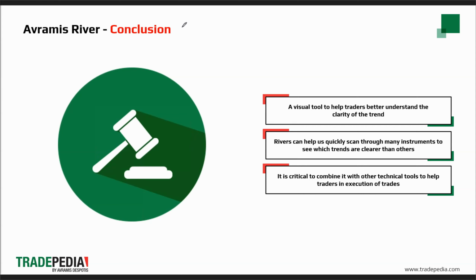So the conclusion is that the river is used to help traders better understand the clarity of the trend. Rivers can help clearly scan through many instruments. You can clearly see where the river is and where it's touching. So it's a very clear way to see which instruments have clearer trends than others. It's critical to combine it with other angle tools to help traders in execution of trades.